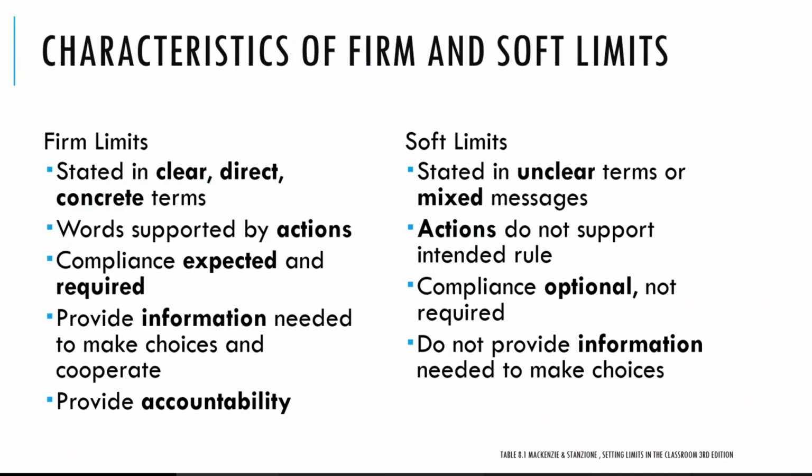So, characteristics of firm and soft limits. When we look at firm limits, it has to be stated in clear, direct, concrete terms. The words have to be supported by the actions. We want to make sure that compliance is expected and required. We don't sit here and guess, it's expected. Make sure that we are providing the information that will be needed to make choices and cooperate. And finally, we want to make sure that they have accountability for what they've done or are going to do.